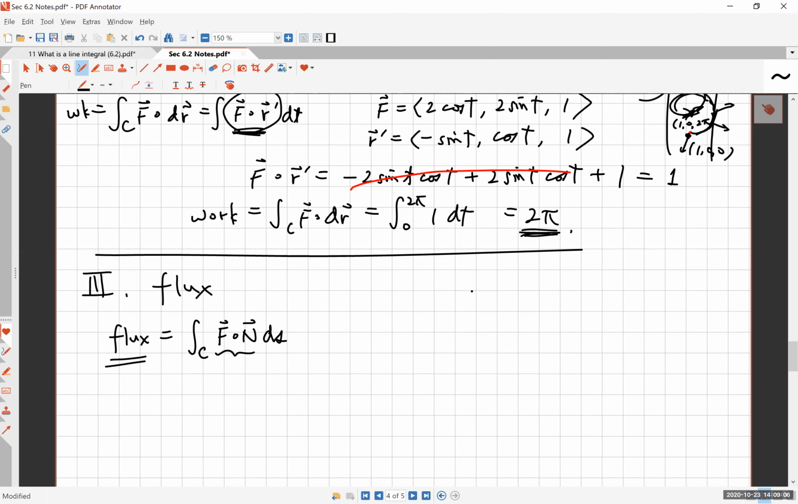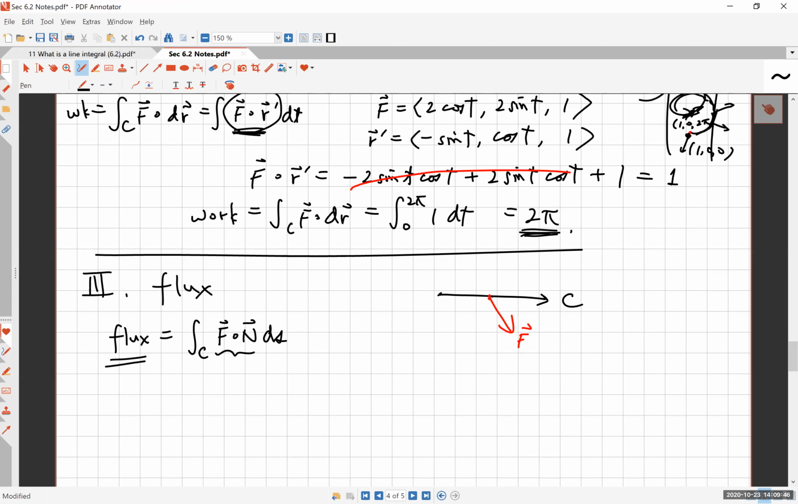So the idea is this: if this is your curve C, and the vector field is, let's say, working like this at this point. The vector field F is representing the flow of some energy like heat or radiation, or it could be physical things like water or some kind of air or gas flowing across C. C could be your mask you're wearing. C could be some kind of membrane or a filter or something, right?